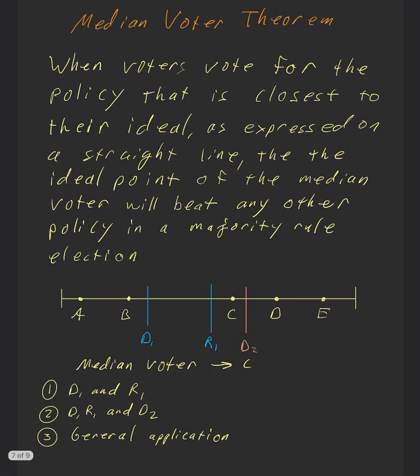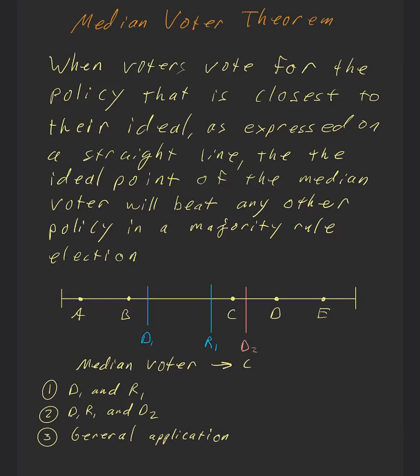Okay. The next idea that we want to talk about is the median voter theorem. This is when voters vote for the policy that is closest to their ideal, as expressed on a straight line. Then the ideal point of the median voter will beat any other policy in a majority rule election. Basically, what this is saying is think about any particular policy issue as a spectrum, right? So here I've drawn a line to represent a spectrum. Suppose we want to do like more spending and less spending on a straight line, and the voters are A, B, C, D, and E.